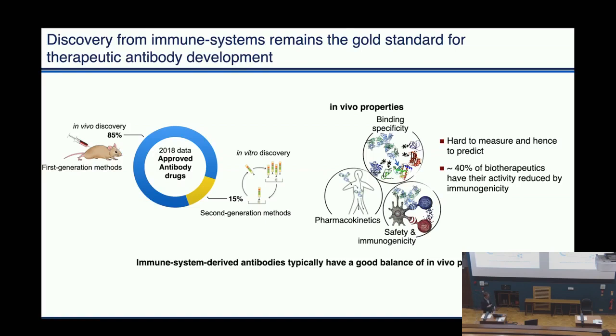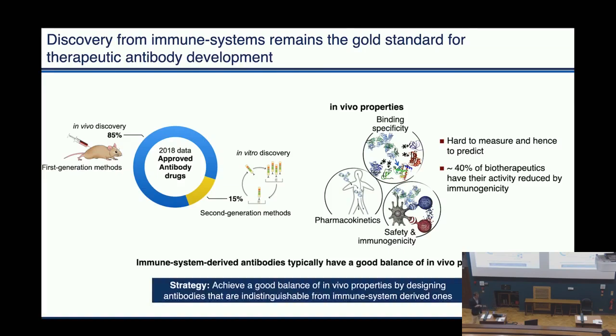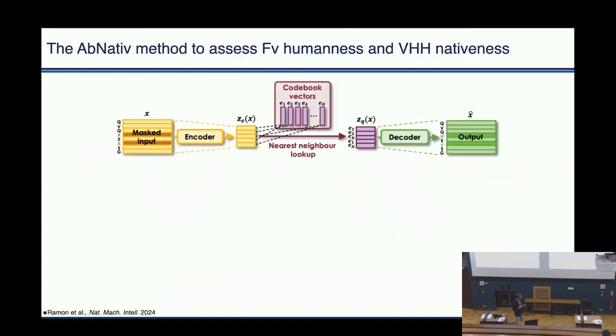So this is an important problem because it's telling us that if we want to do computational design, we should be able to predict these properties, except it is impossible because they cannot even be measured reliably. And so what we wanted to do instead was to bypass the challenge of predicting them directly and instead copy the immune system, or in other words, achieve a good balance by designing antibodies that are indistinguishable from immune system-derived ones. And the reason we can do this is that we have a lot of sequences from immune system-derived antibodies that we can exploit with AI.